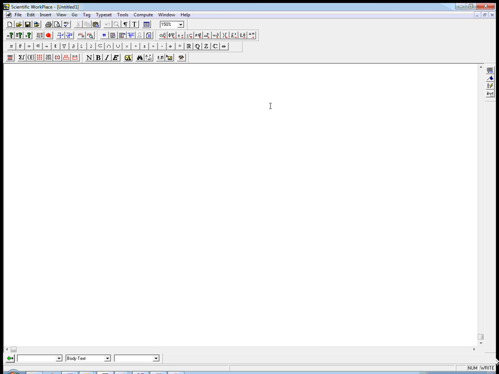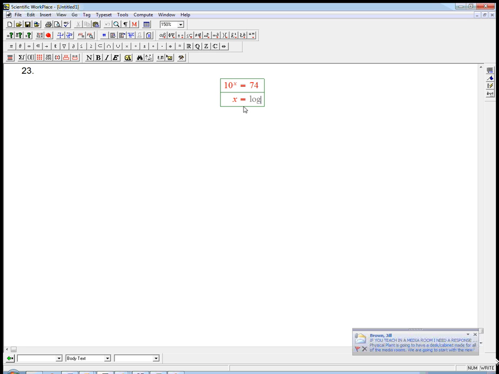23, write the equation in logarithmic form. 10 to the x equals 74. Okay. Well, again, it's the basic definition of logarithms. x is the mystery exponent that I have to raise 10 to. Again, it would be log base 10, but we often just write that without the 10, of 74. Pretty simple, I hope.